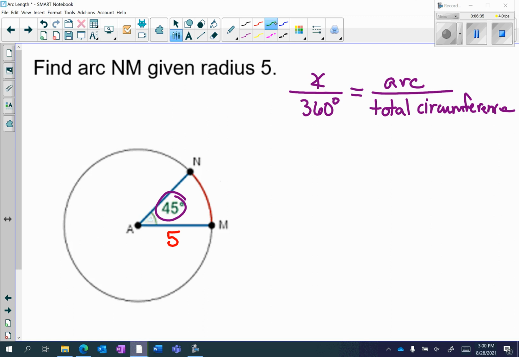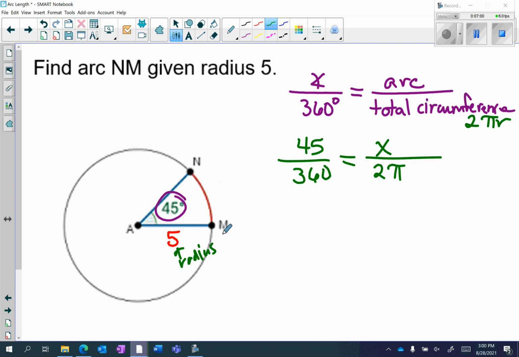So let's take a look. The angle that we're going to be using is 45 degrees over 360, the total degrees in a circle, is equal to x, I don't know what the arc length is, over my total circumference. So in this case, we'll use the formula 2 pi r. So 2 pi, and the radius is 5. That should be a 5.